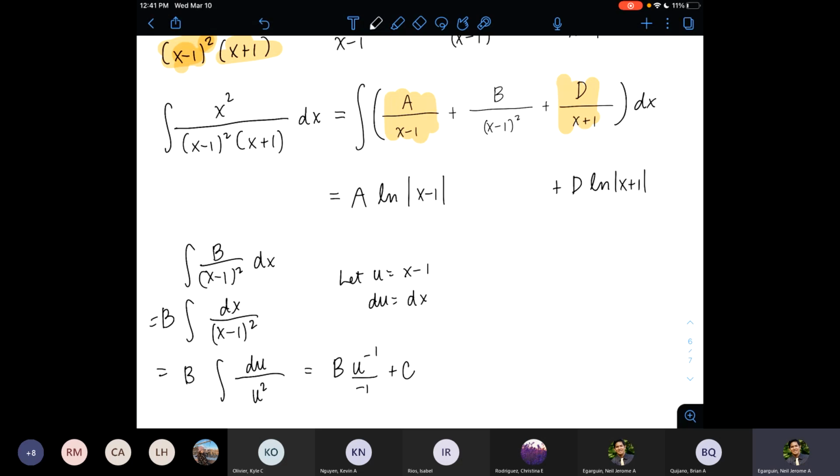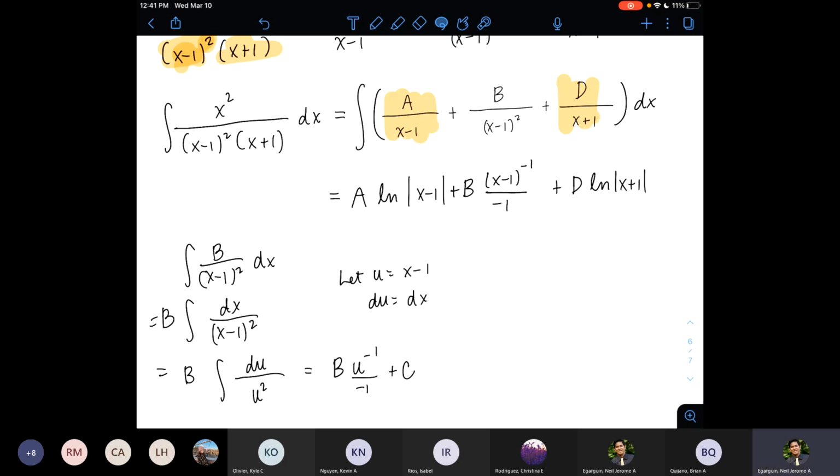So the middle integral then is b times x minus 1 to the negative 1 all over negative 1. Is that good? And this, Kevin, is one example wherein we don't get a tangent. We don't get an ln out of the integral.